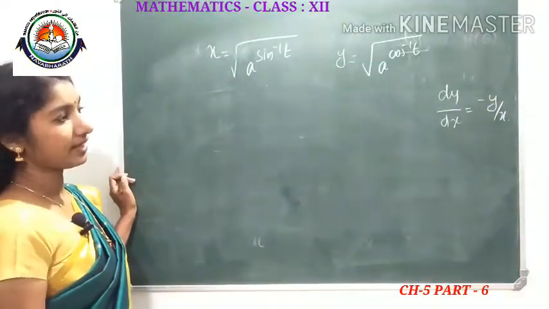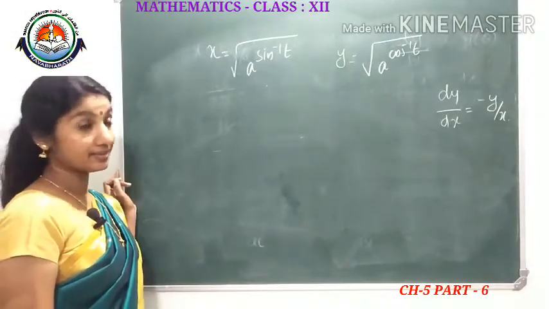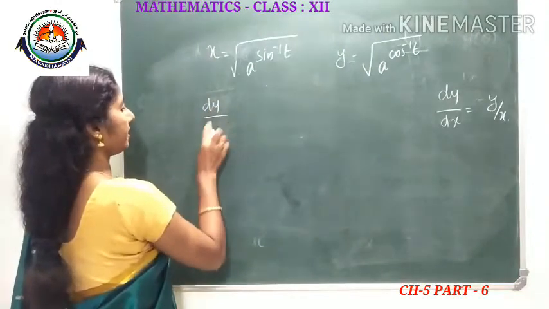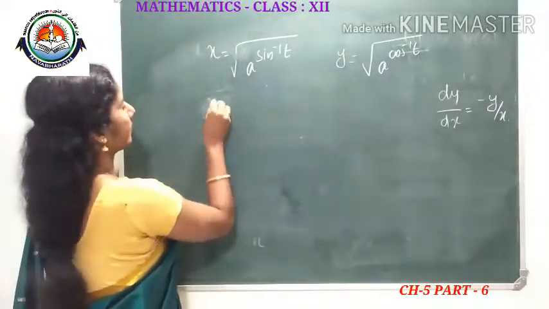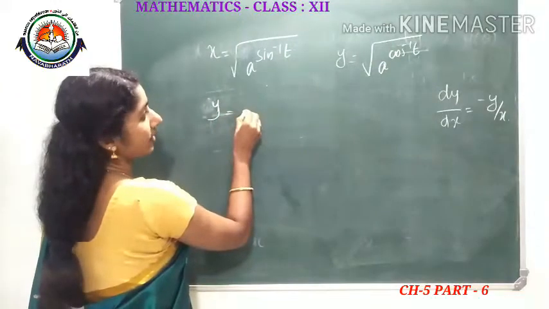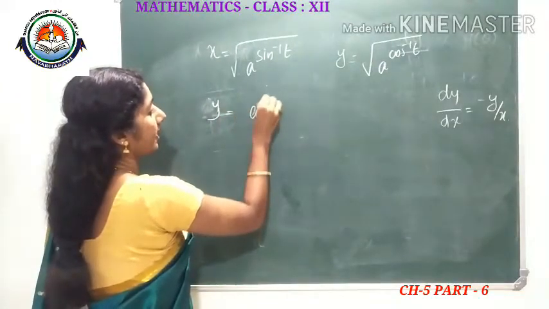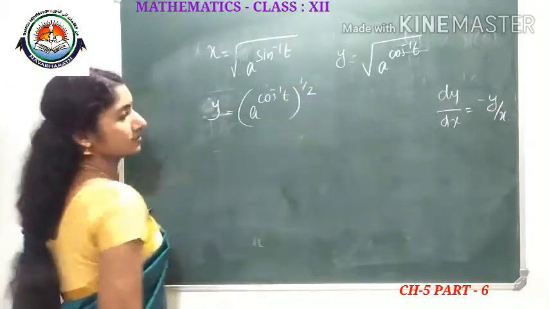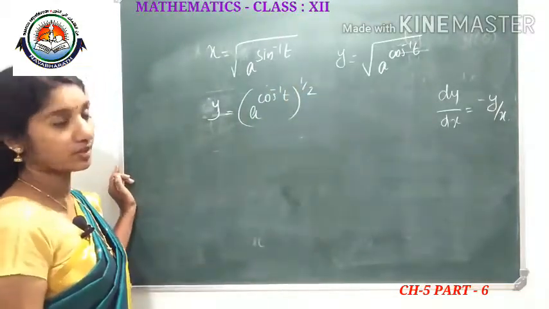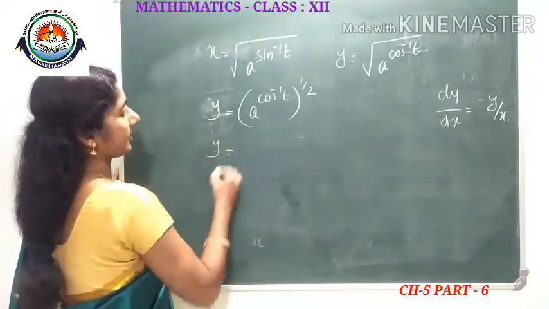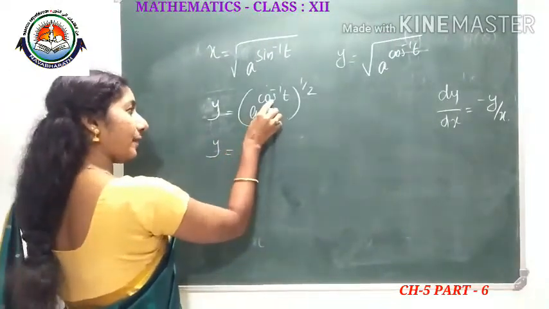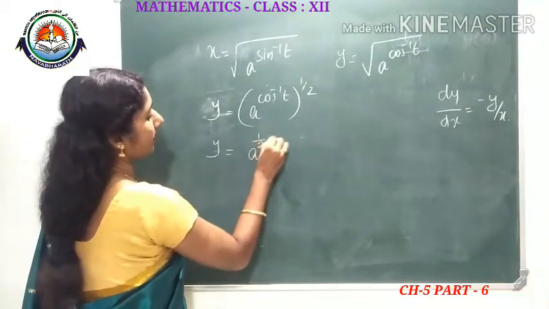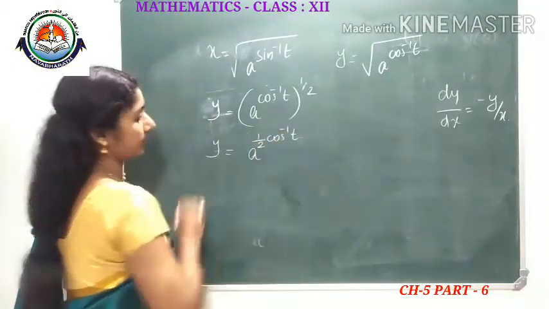So first we need to find dy by dx. For that, we need dy by dt. Before that, y equal to root of a raised to cos inverse of t. I am writing it as a raised to cos inverse of t, all raised to 1 by 2. Root notation I wrote as raised to 1 by 2. So it is coming a raised to m raised to n means a raised to m into n. So we can write a raised to 1 by 2 into cos inverse of t.